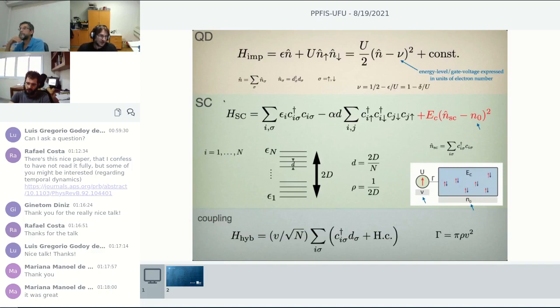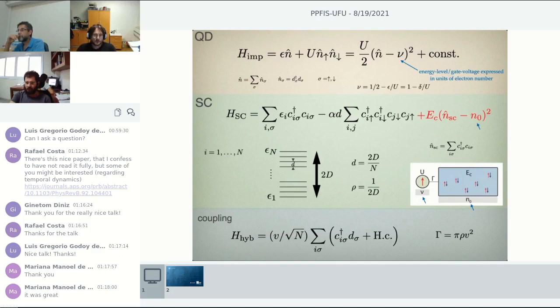For the superconductor, as already told you, we take the Richardson Hamiltonian and we add the charging term on top of that. And again, N0 is a parameter which specifies the favored number of electrons in the superconducting region. And then we couple the two regions together through a coupling Hamiltonian, so just particle hopping, and we parameterize this in terms of hybridization gamma. Okay, so now the question is how to solve the whole thing.